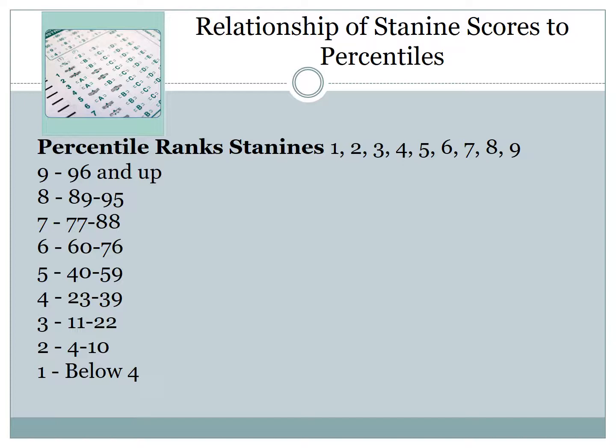If you're in a stanine 9, it means you got at least a 96th percentile. You scored better than 96% of the students in the norming sample. So stanines are just a quick, easy way to think of bins for percentile ranks. You can see a 5 is average, and it goes up to a 9, and it goes down to a 1.